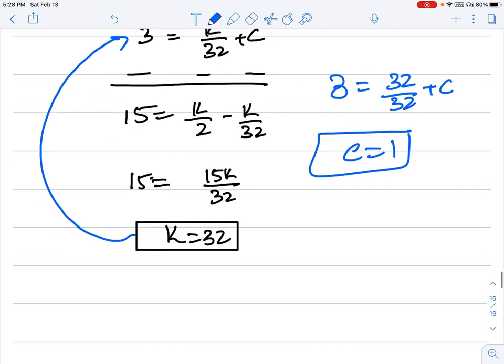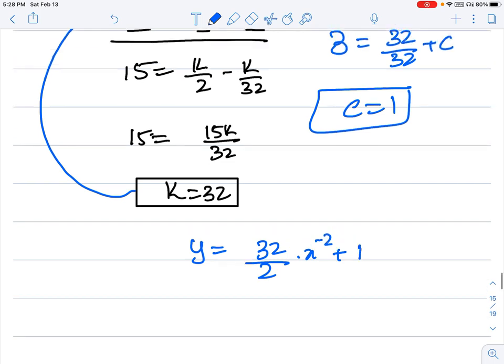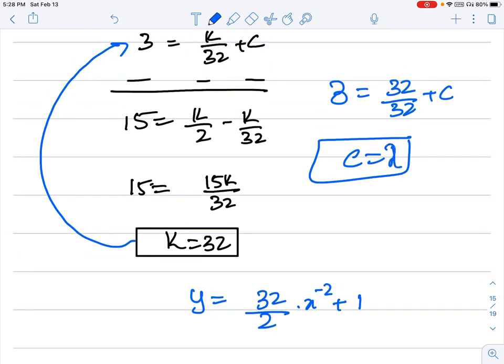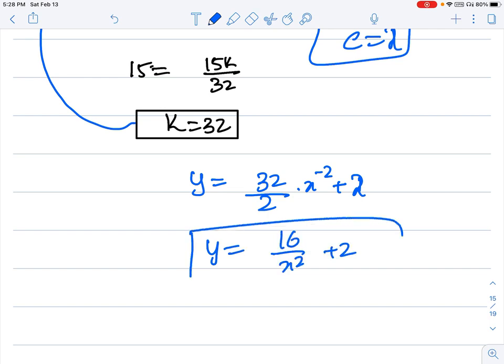So what is the equation I got there? y is equal to k upon 2 times x to the power of minus 2 plus c. What was the k value we just got? The k value is 32. 32 upon 2 times x to the power minus 2 plus c value. The c value is 2, sorry, it's not 1. So y is equal to 16 upon x square plus 2. This is going to be the answer for the equation of the curve.